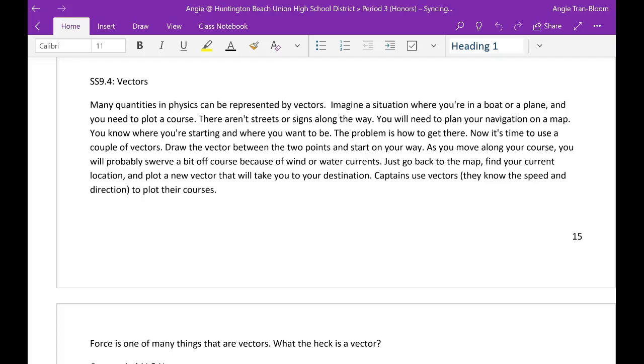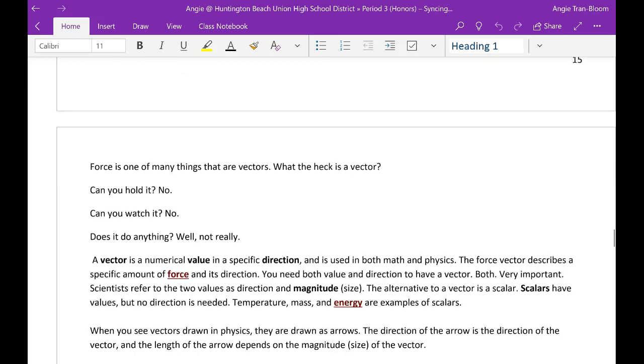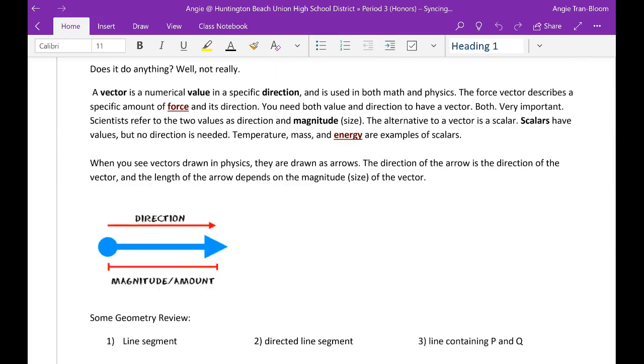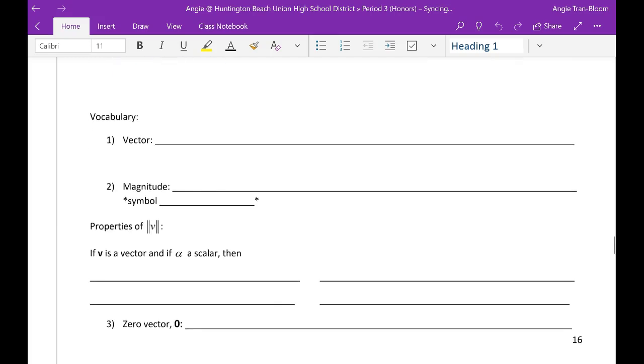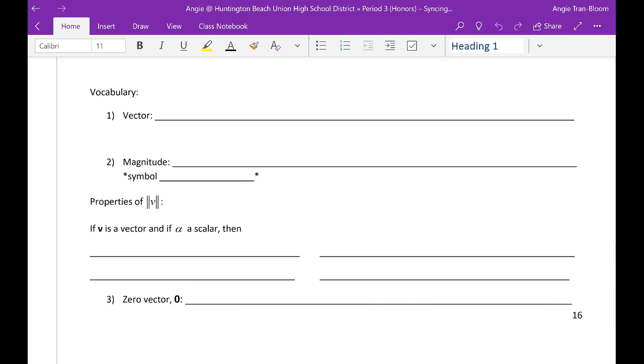Hey guys, all right, this recording is for our unit 9.4. It's called vectors. We will leave these paragraphs alone for a little bit. We will go over that in class. So I would like for you to find your first vocab, okay? It says vector. So go ahead and scoot it all the way down.